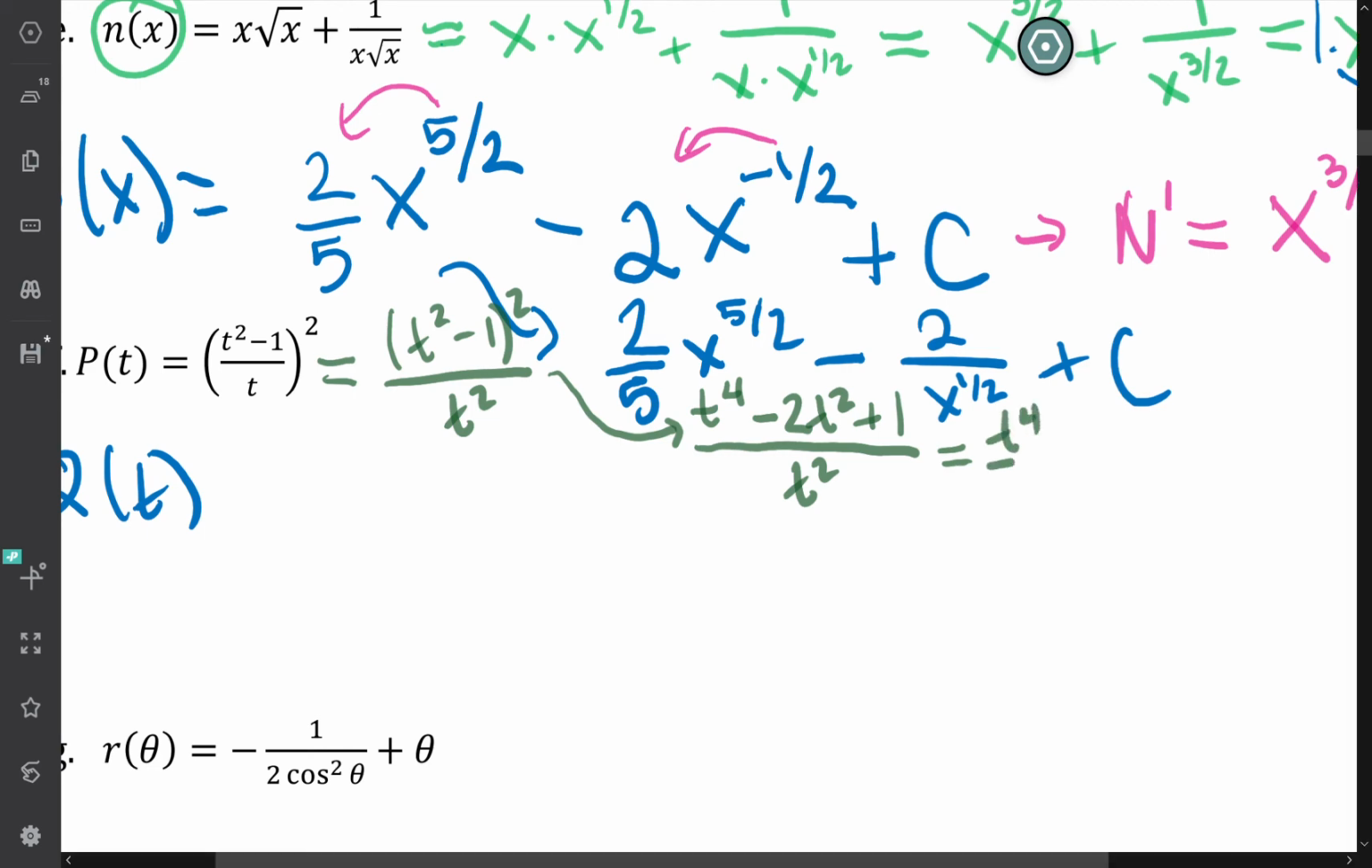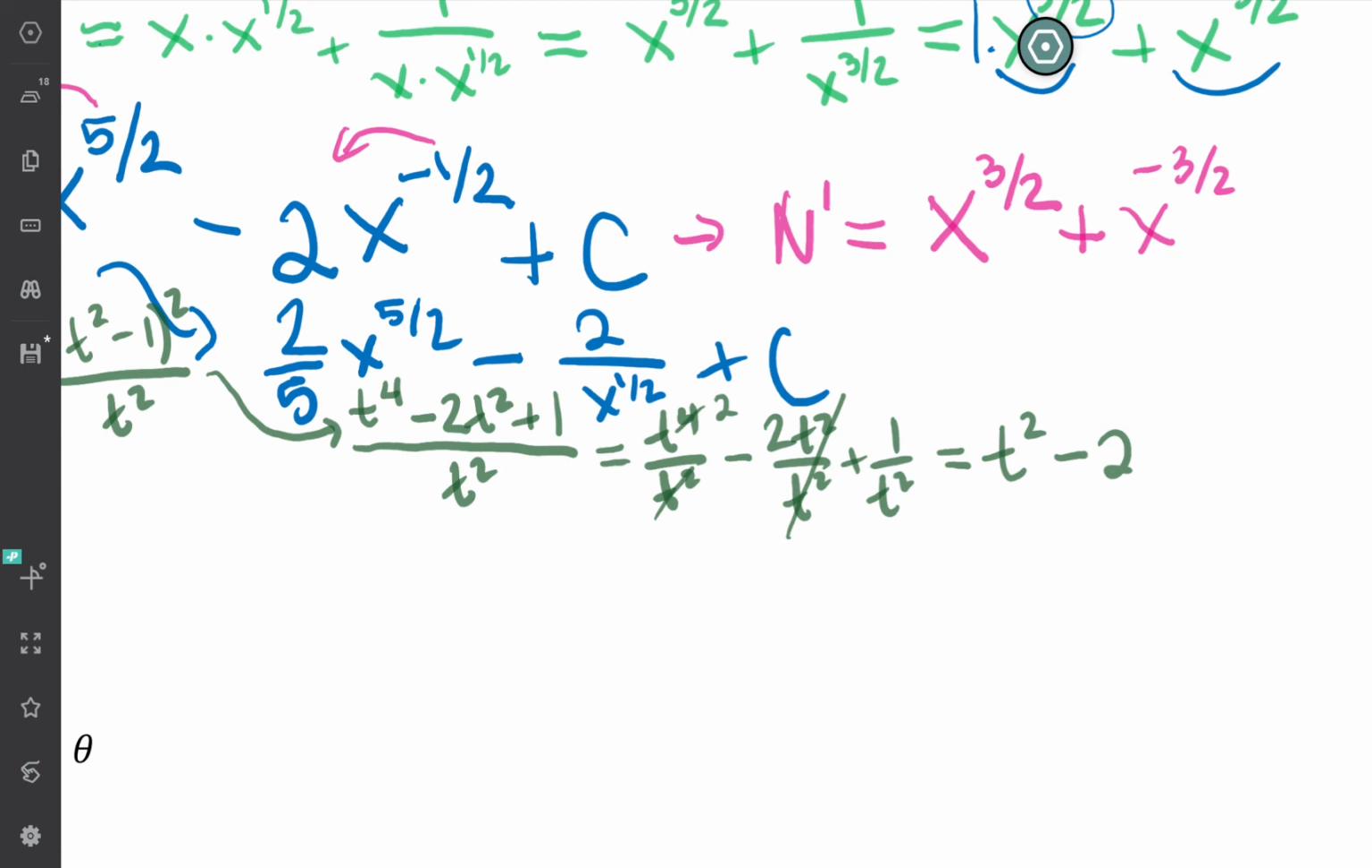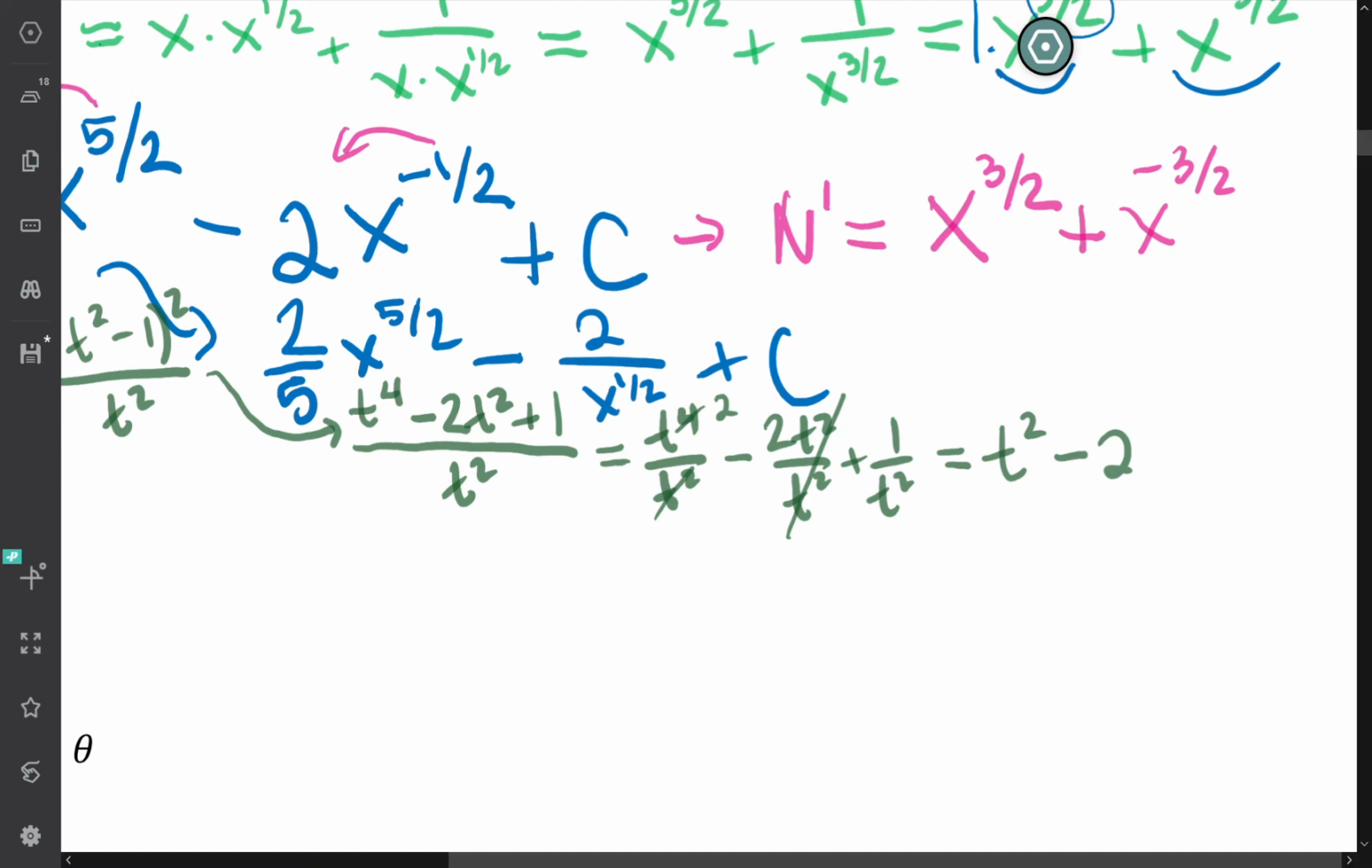So I can split this up and say this is t to the 4th over t squared, minus 2t squared over t squared, plus 1 over t squared. Running out of room. Which is the same as t squared. T to the 4th over t squared is t to the 4 minus 2, which is t squared. T squared over t squared cancels completely. So here we're saying 2 of these are left over, here none of them are left over, and then the 1 over t squared, there's no canceling, but just like in the last one, it's much easier to deal with if you make that a negative power.